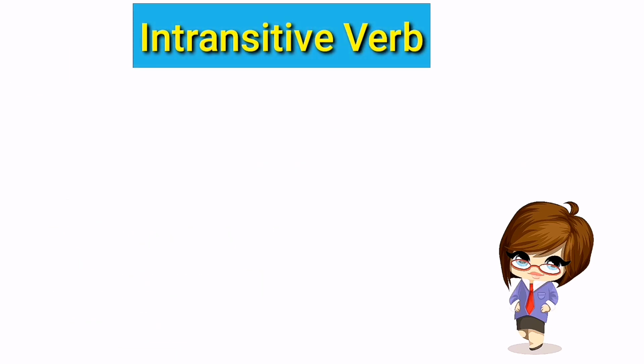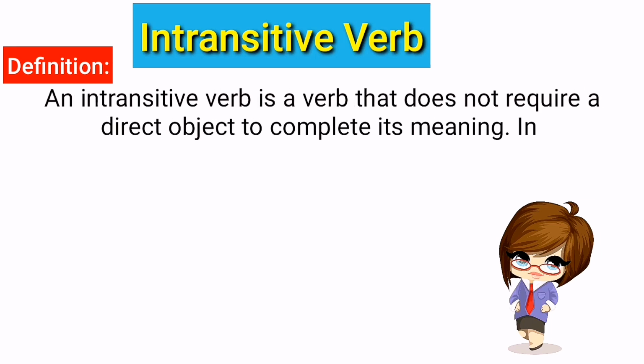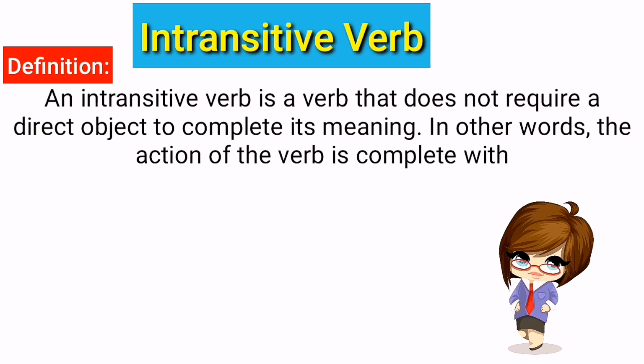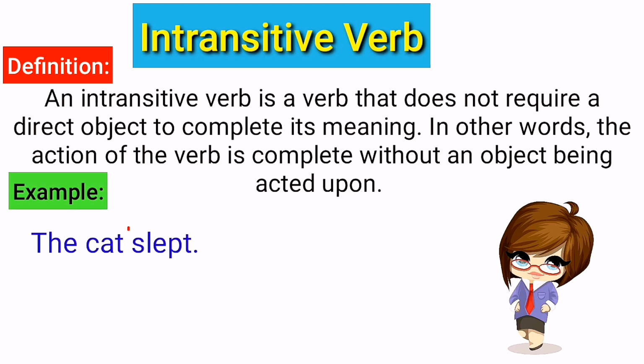Intransitive verb. An intransitive verb is a verb that does not require a direct object to complete its meaning. In other words, the action of the verb is complete without an object being acted upon. For example, the cat slept. The verb slept is intransitive because it does not require a direct object. The cat is simply sleeping, and there is no object being acted upon. Basically, here the verb does not require an object for completion of the sense of the sentence.